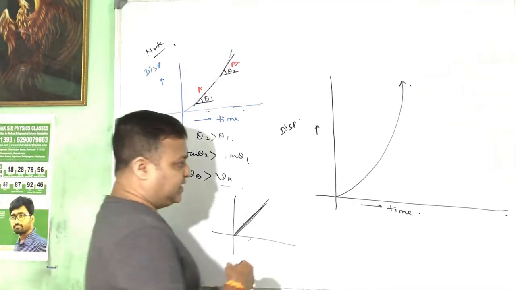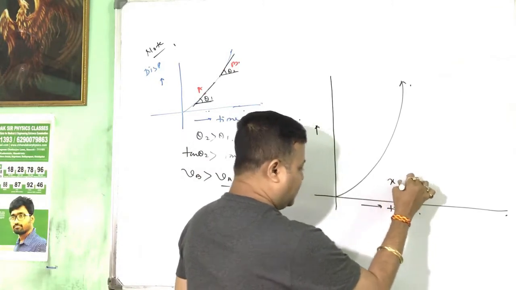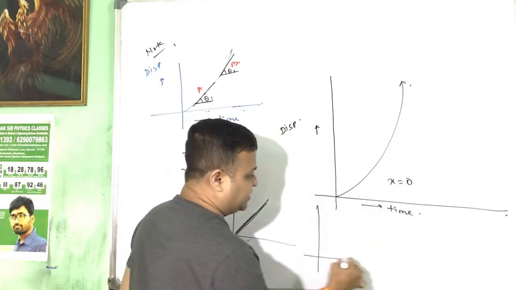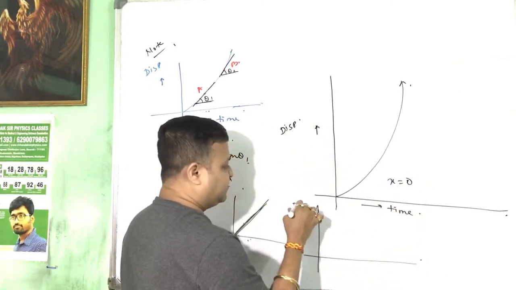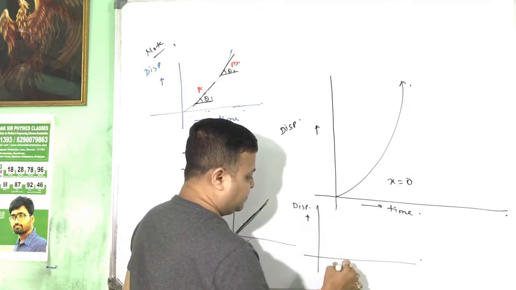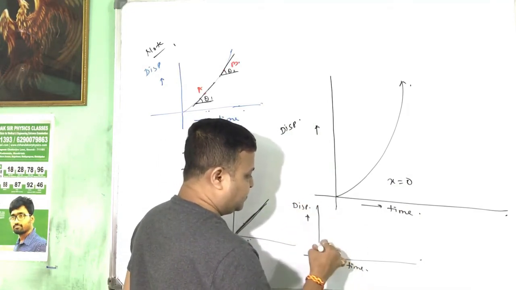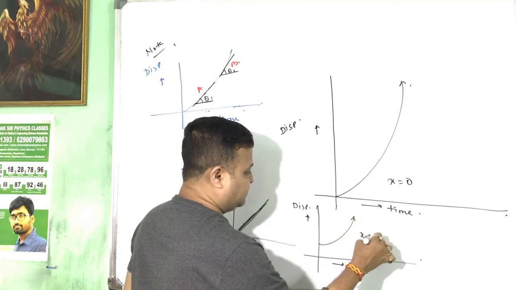Here the initial position is 0. If it is not equal to 0, then it starts from this point. Now the same concept applies.